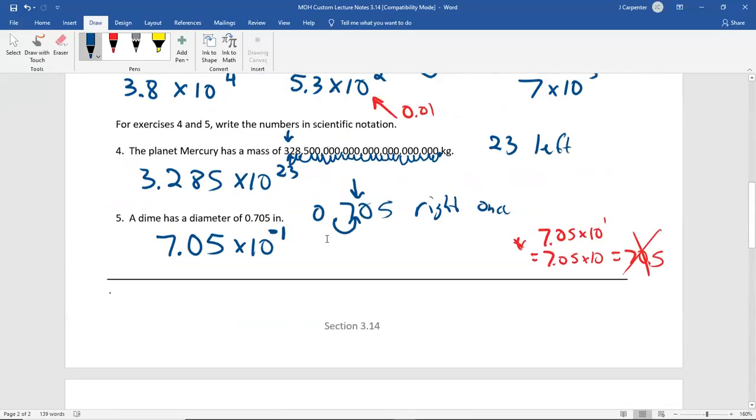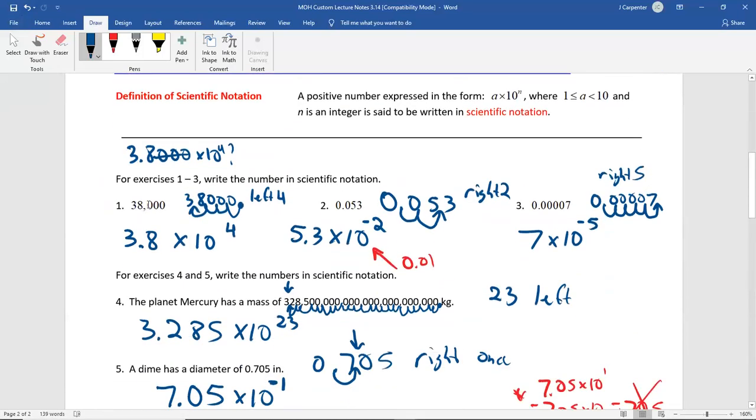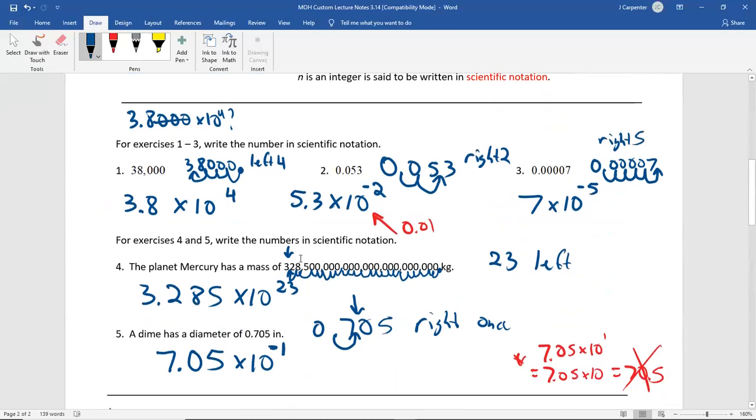You can go back to the previous problems and use this little self-check. 38,000 was a big number. It led to a positive exponent. 0.053 was a small number, negative exponent. 0.000007, small number, negative exponent. This 328 millions, billions, trillions, whatever that is, that's a big, gigantic number, positive exponent. 0.7 is a small number, negative exponent. It works. Even I left one of them that I did incorrectly. Here's the 7.05 with a positive 1. So that says it should be a big number, which would have been 70.5, but the original number was 0.7, so that's why it was wrong.